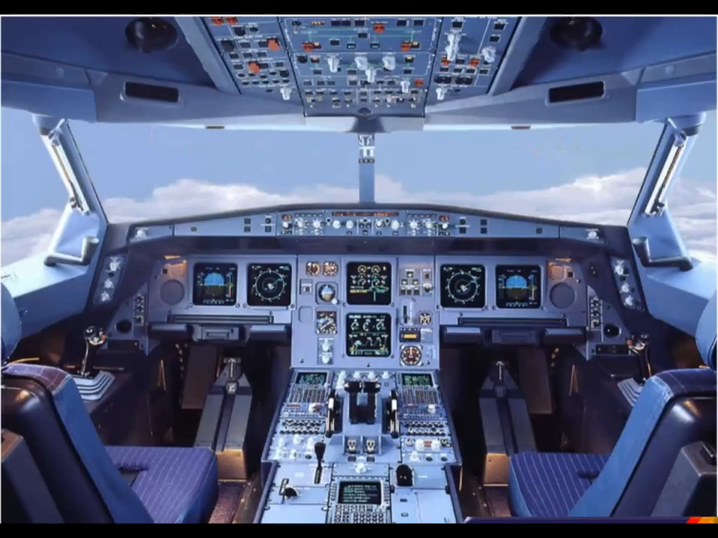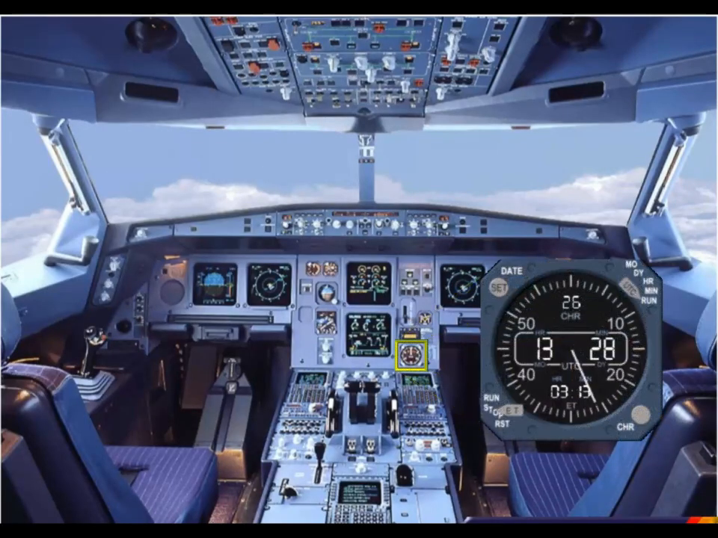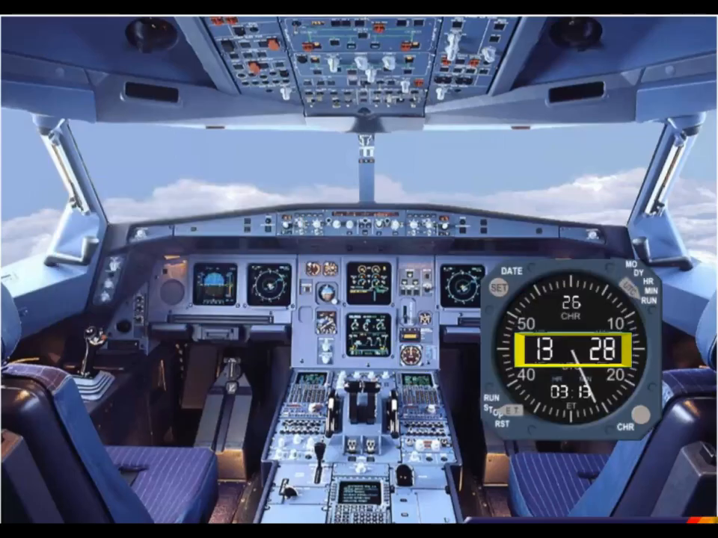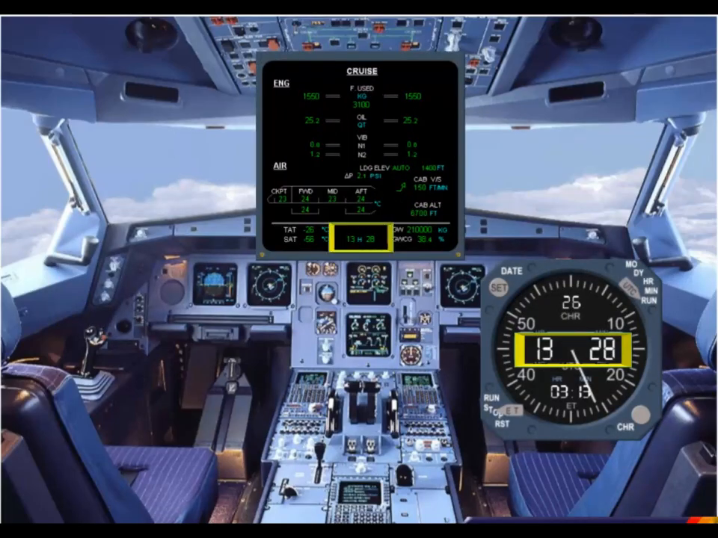In addition to EFIS and ECAM, time measurement devices are provided. The master time reference for all aircraft systems is provided by a clock, located on the right lower side of the main panel. In this example, the time is 13:28. The time is also displayed at the bottom of the system display.